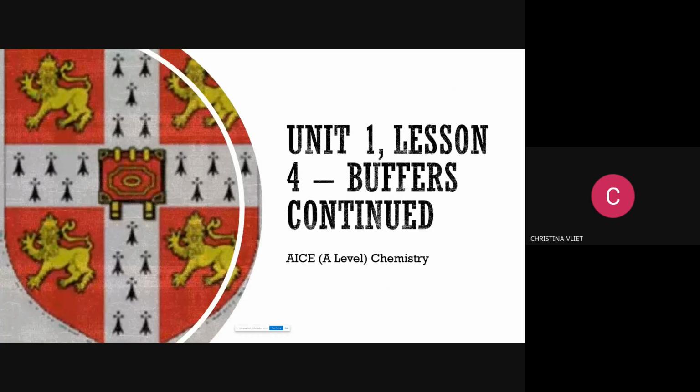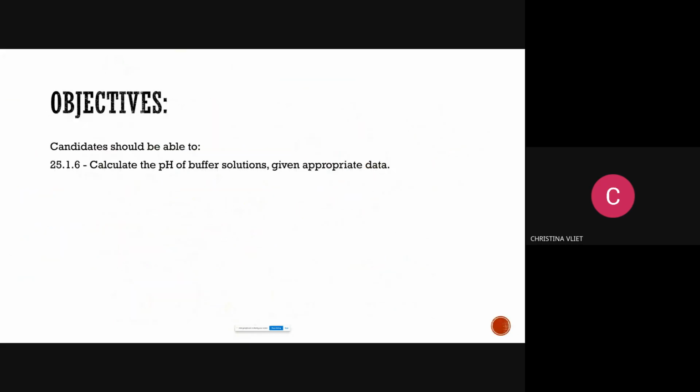Unit 1, lesson 4, buffers continued. And so today we're going to wrap up buffers. We've actually gone over most of the standard, but there is a type of more complicated math question that can show up. And so I'm going to show it to you. I'm going to show you the way that I learned it when I was in my Gen Chem 2 class, and all of my analytical chemistry professors taught me in a specific way. And so I'm going to share that method with you. And it makes solving these types of questions easier. And so let's take a look.